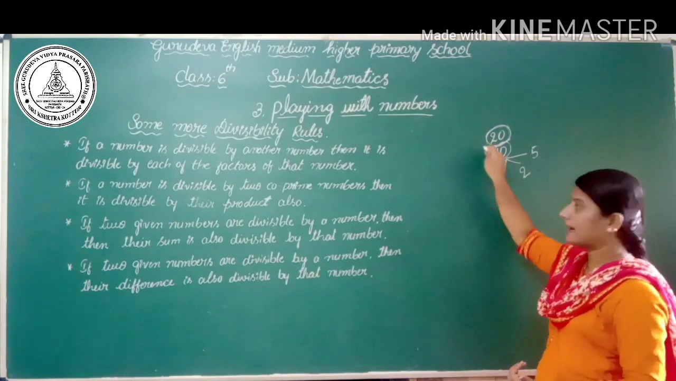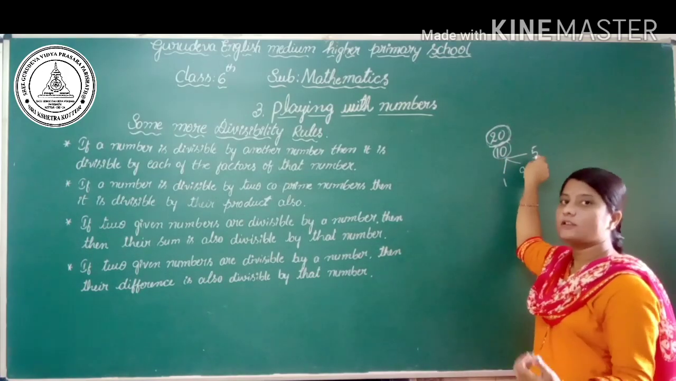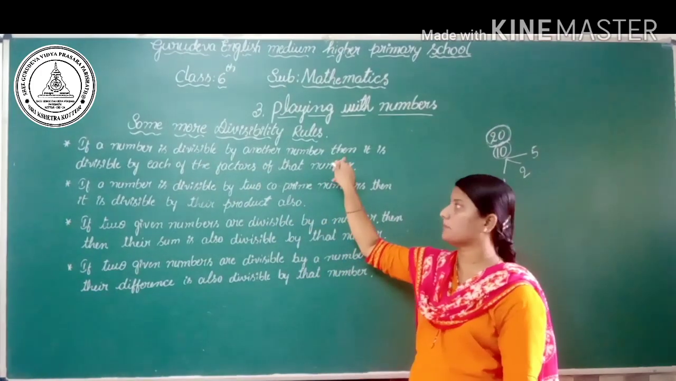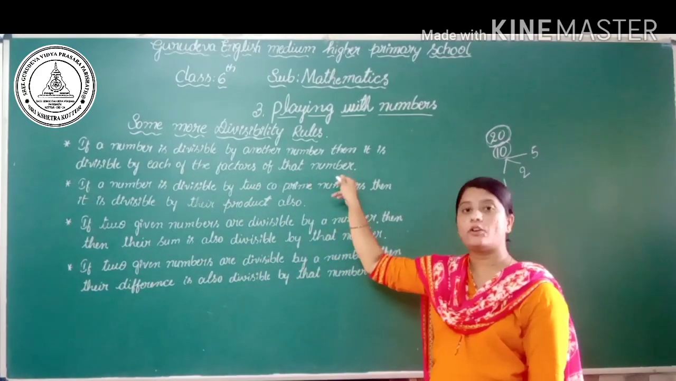20 is divisible by the factors of 10, that is 1, 2 and 5. So hence we can say that if a number is divisible by another number, then it is divisible by each of the factors of that number.